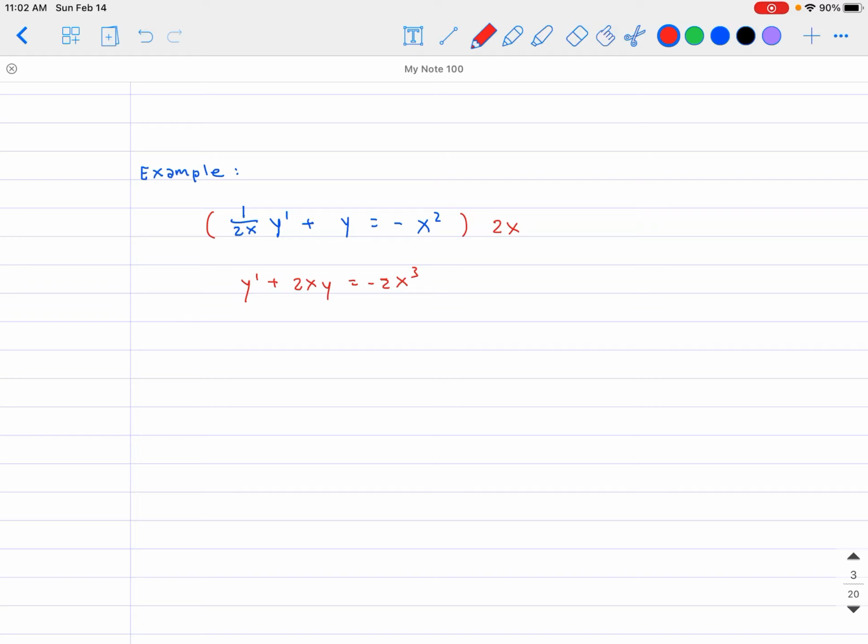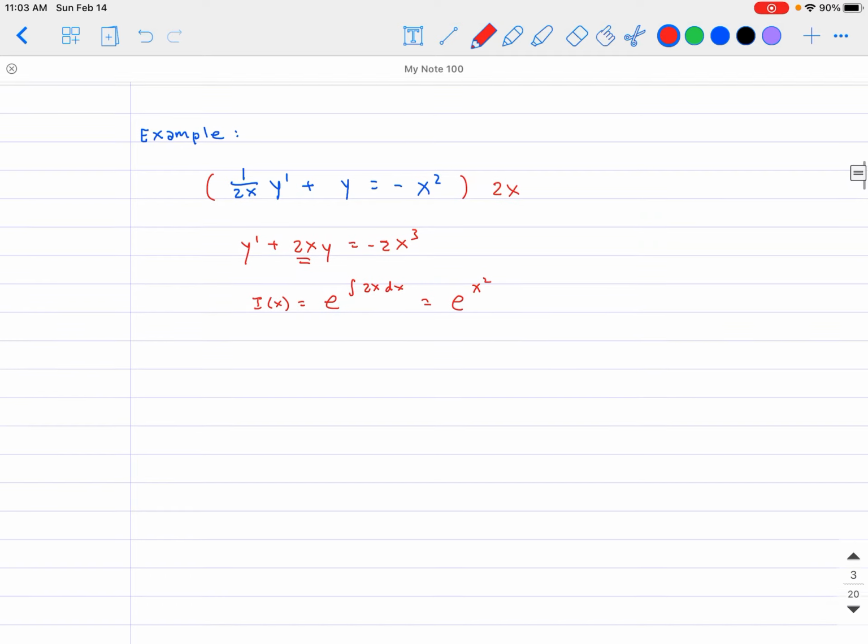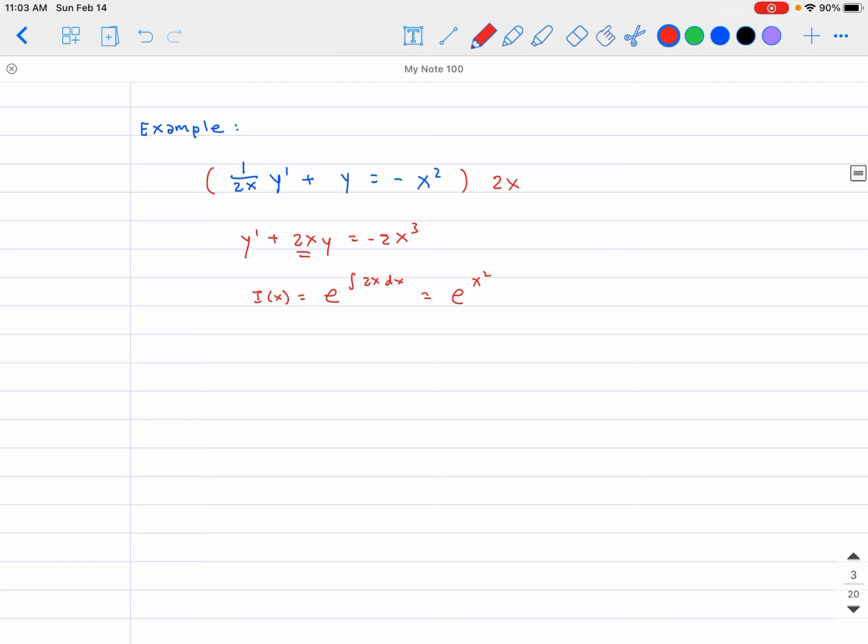Now let's find that integrating factor. I of x, the integrating factor, is going to be equal to e to the integral of 2x dx, because this is going to be my p of x in this case. That is equal to e to the power of x squared, and that's what I'm going to multiply to both sides. So take all of this right here and multiply by e to the x squared. If I do so, then I get e to the x squared multiplied by y prime. And note, again, I'm going to draw them using different colors so you can see what's happening in each case.